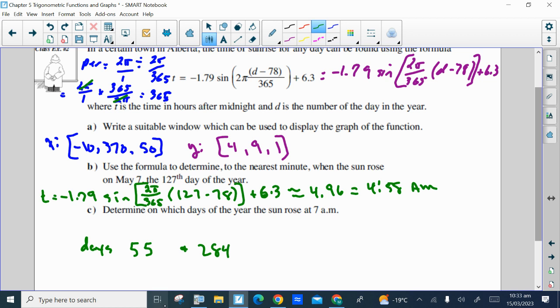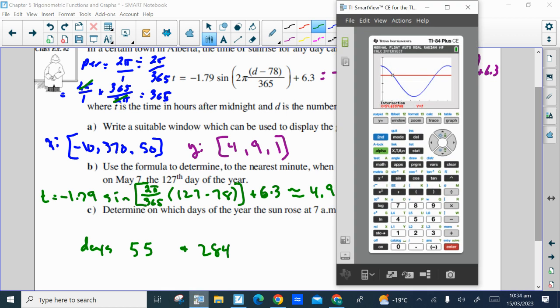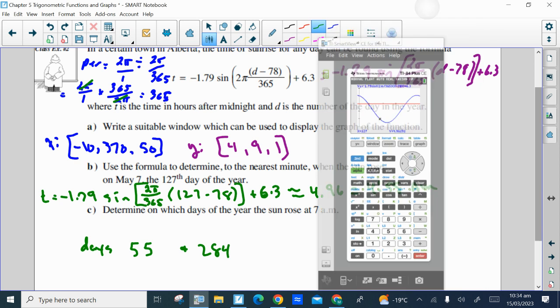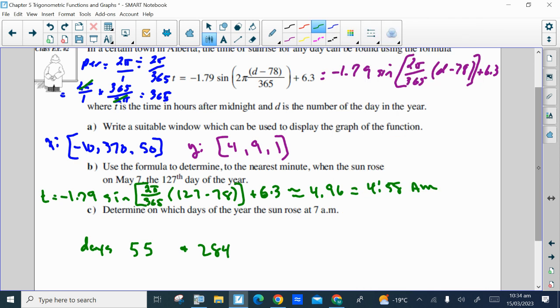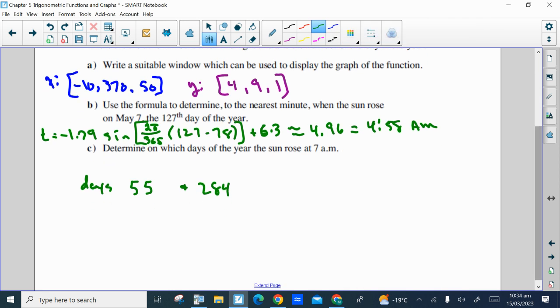Right, and while you have the equation in there, you can also go back and check the answer we got for part B. So if I go into trace and I make sure I'm on the sine graph, which I am, I know that because that's the equation that's displayed at the top. If I let x equal 127, it gives me that 4.96 decimal for y. So we did it using the equation. We could also confirm it by using the graph in the calculator.